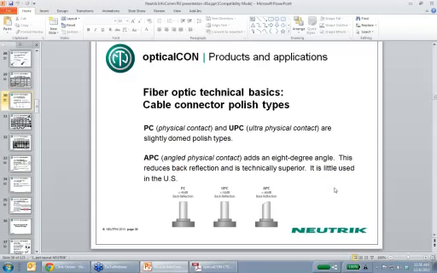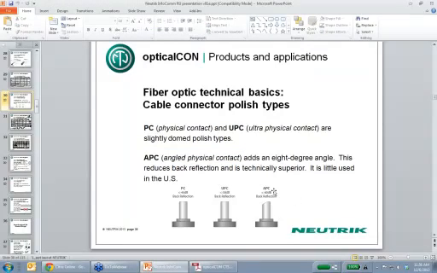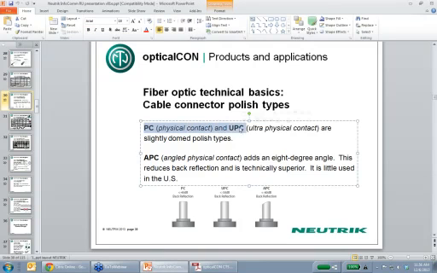So the point to make here is that this angled physical contact is a better type of polish. However, even though it's widely used in Europe, it is essentially not used at all in the United States. To the point where about 2 years ago, Neutrik stopped even stocking angled physical contact connectors because it's just so rarely used. It turns out that the standard PC and UPC contacts are more than good enough for the power that we require to transmit through the fiber. So this is something to know, that there are these different polish types. In the U.S., you're basically going to be using PC/UPC polish. These are basically interchangeable.